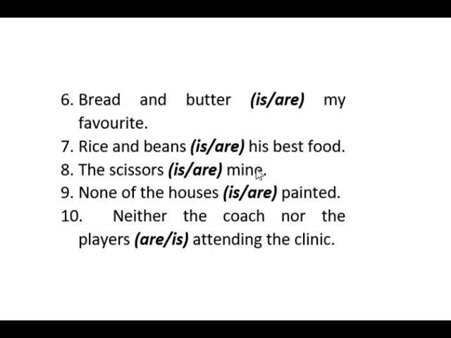Number 7, rice and beans are his best food. This number 7 is similar to the problem of number 6. Number 8, the scissors are mine. Notice the way the scissors is spelled. It looks like plural, isn't it? So should we use are in that case, or should we use is if we think it is singular? We'll find out subsequently. Number 9, none of the houses is painted.